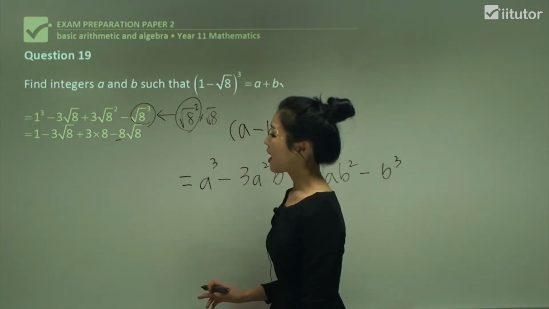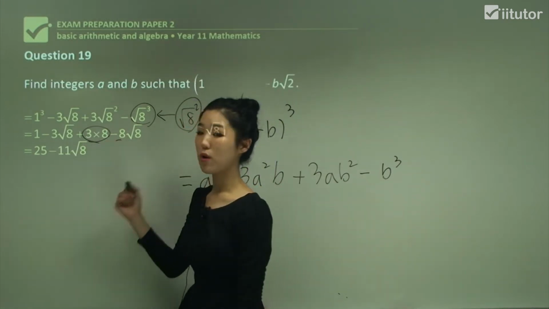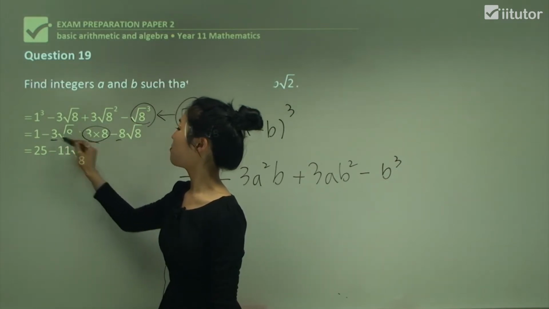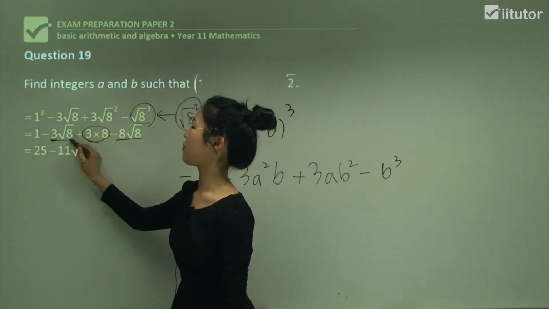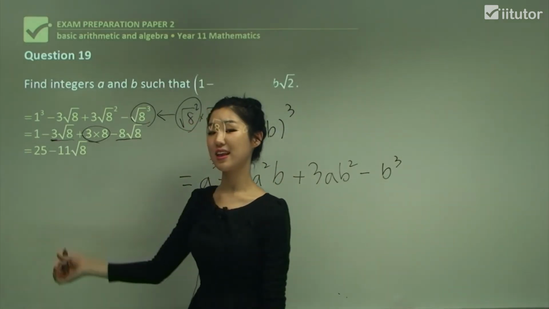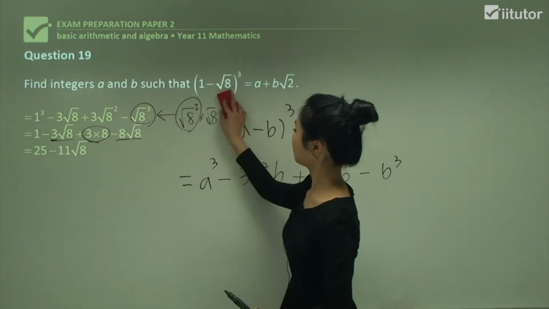Okay. Now let's gather our like terms. I can say that 3 times 8 is 24. So 24 plus 1 is 25. And minus 3, these are like terms, aren't they? Because they end in root 8. So negative 3 minus 8 is negative 11 root 8. Okay, so take a look.